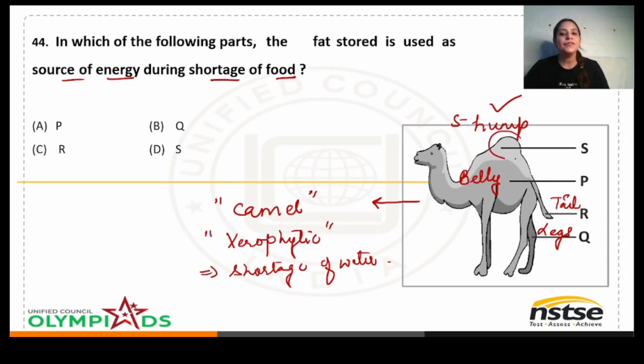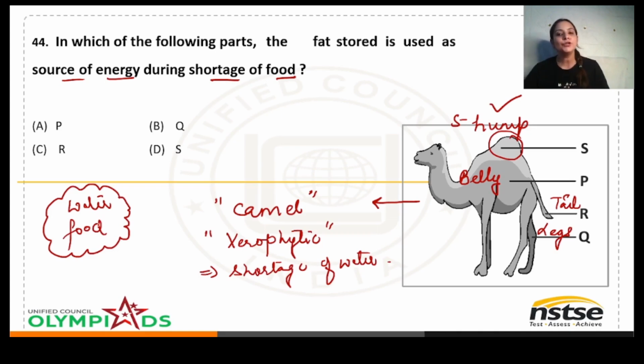So hump is a region which stores water, and also here it stores food also. So that is the reason camel can live for few days without water also and without food also. It is one of the adaptations which makes camel more adaptable to survive better in desert areas. So here which portion? S is the right answer, because P is belly. Belly doesn't store food or fat. Q is legs, again no, and even not R. So basically the correct answer for this question is option D.